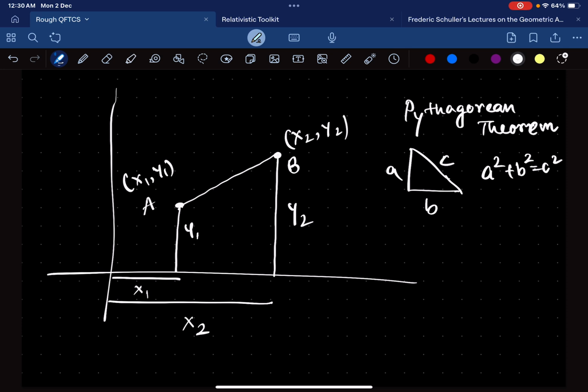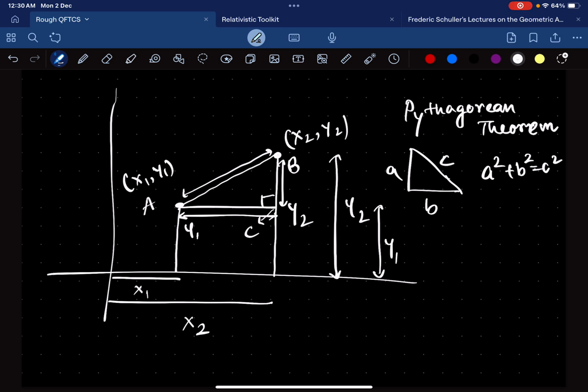So how can we do that? We have to build a right angle triangle, obviously. So let's draw a right angle triangle by drawing this line. So this is a right angle triangle ABC, and suppose this point is C. All we have to do to find this distance is to find this one and this one, then use the Pythagorean theorem. We know that this whole distance is y2, this small distance is y1, so this distance is definitely y2 minus y1. Similarly, this whole distance is x2, this small one is x1, so this must be x2 minus x1.